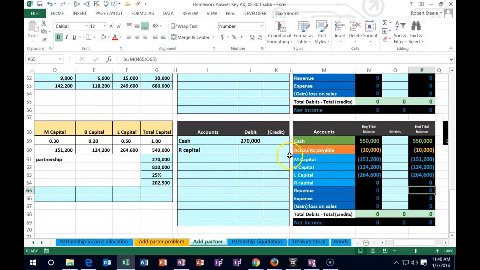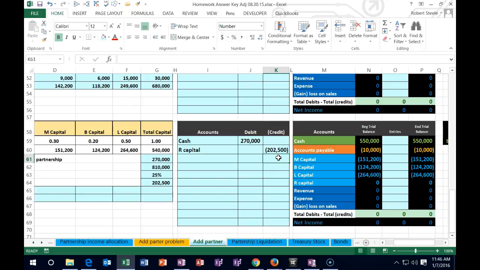We're going to credit, not the amount of cash that was received for R's capital account, not 270, but the 202.5. So we're going to credit, negative for the credit in this worksheet, 202.5. And now, of course, we have a problem in that the debits do not equal the credits. The debits are greater than the credits by 67.5. So we need another credit of 67.5 in order for our journal entry to be in balance.